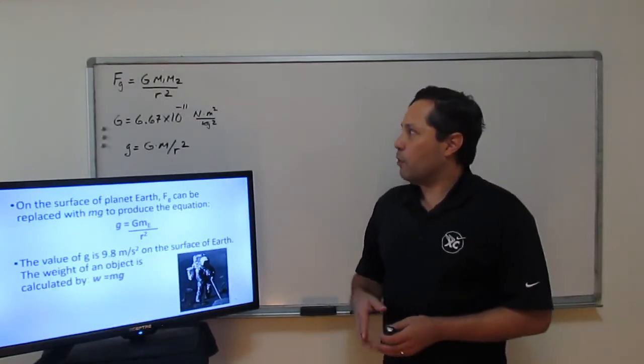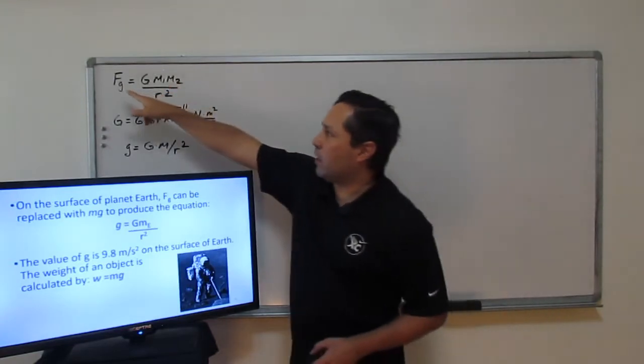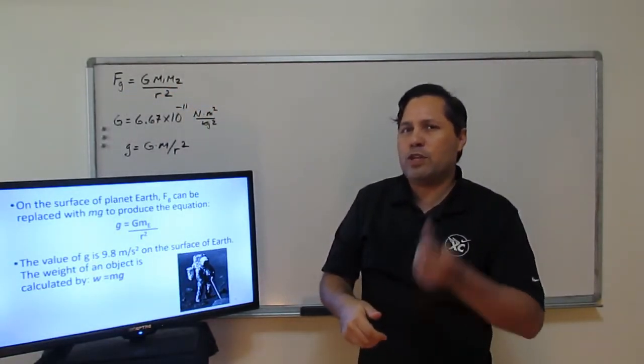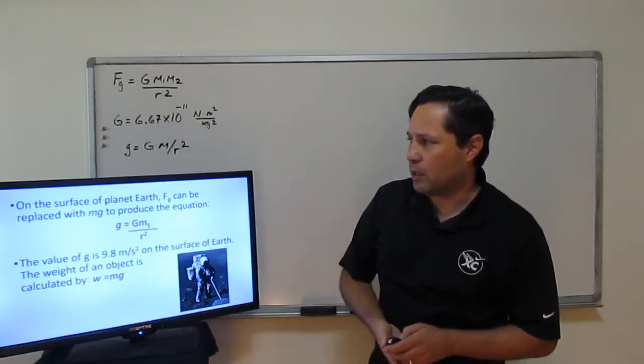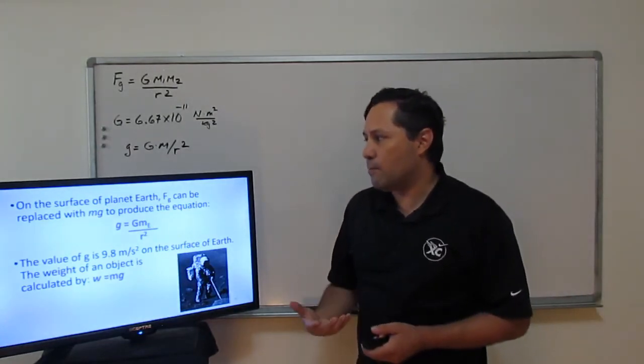Now we can modify this formula a little bit. If we remove the mass from here, that will just give us the force of gravity as mass times gravity. So if we take away the mass from here and the mass from there, we're going to get this formula right there. On the surface of a planet, the force of gravity can be replaced with mg.